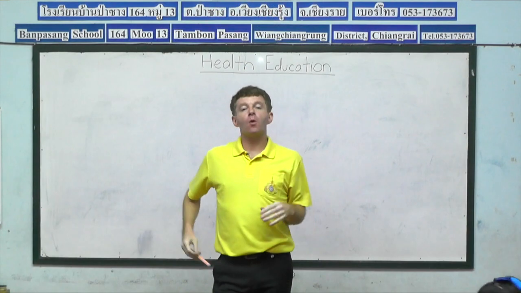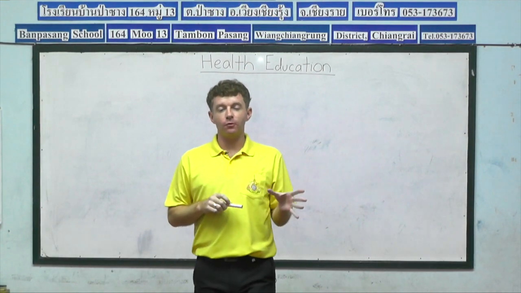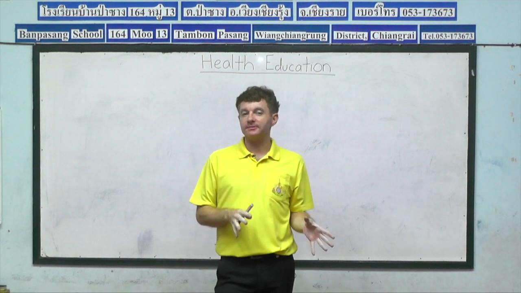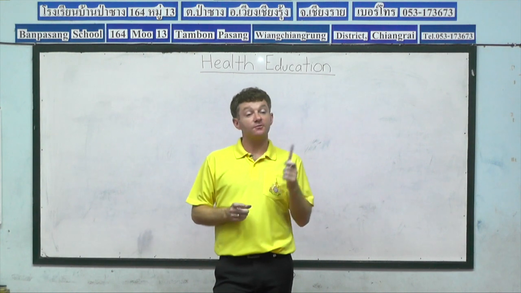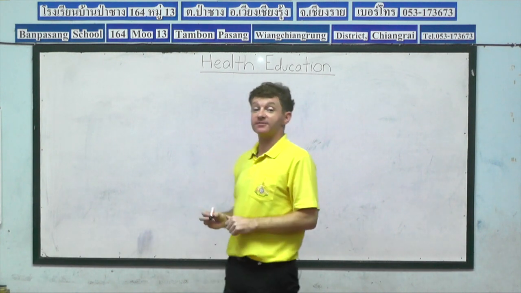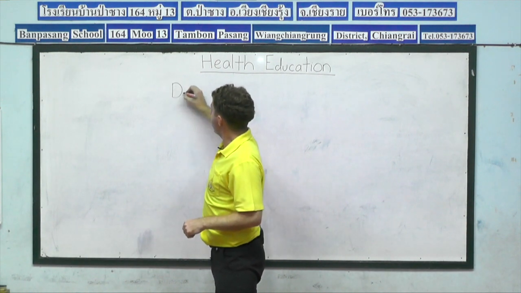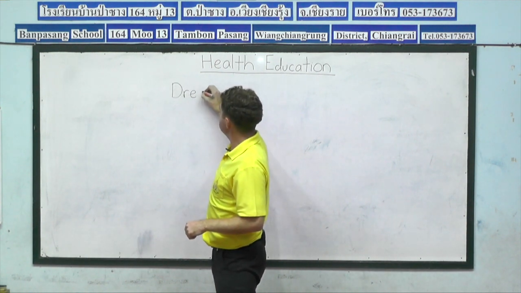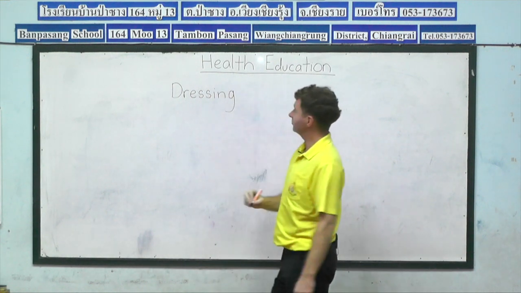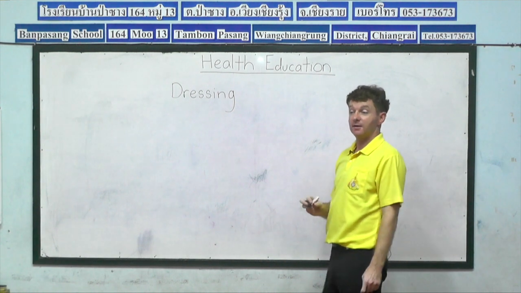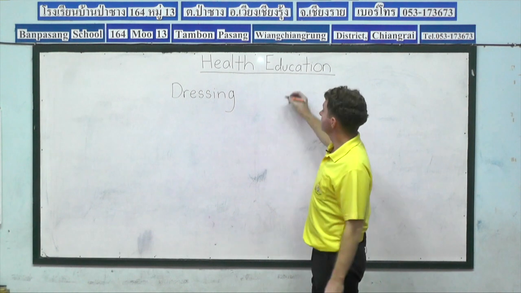So what we're going to do now is a board exercise for our students to think of some different places and the different ways for dressing appropriately. So let's write that phrase on the board first. Dressing. D-R-E-S-S-I-N-G. Dressing. What dressing means is deciding and putting on clothes.